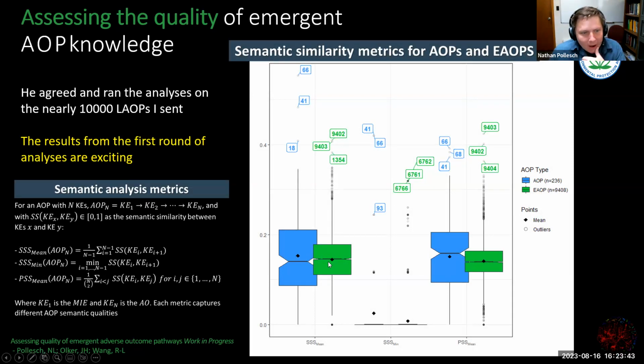This means that, although we know there is a ton of non-biological, computational material that appears when we do this analysis for the emergent AOPs, in terms of using these metrics there could be, and there likely is, some high quality information contained within the emergent AOPs. And now we have a method to prioritize the emergent AOPs to look at them.